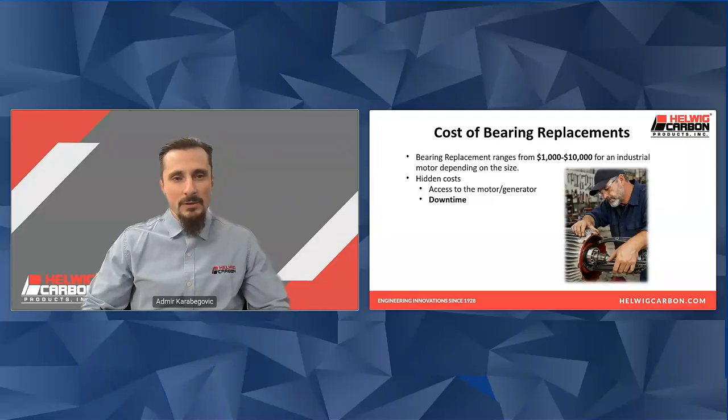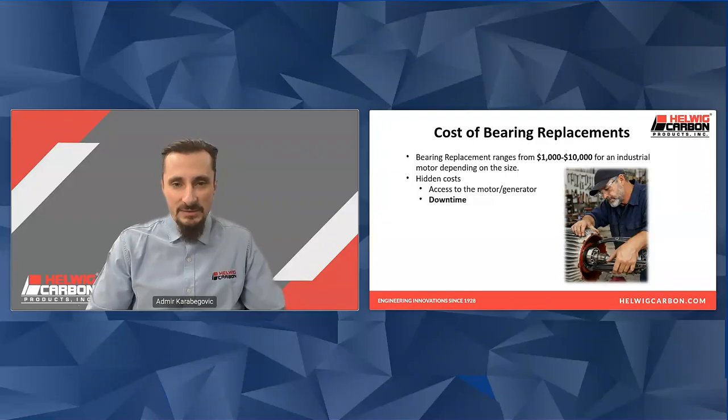So the typical cost of bearing replacements, it's certainly not cheap. Bearing replacements can range anywhere from $1,000 to $10,000 for an industrial motor, depending on the size. And that's not considering the hidden costs, which is access to the motor and generator. There's a lot of motors and generators that are in environments that are very hard to get to, need specialized equipment to get out. And not just that, but the major cost is the downtime, the loss of production.